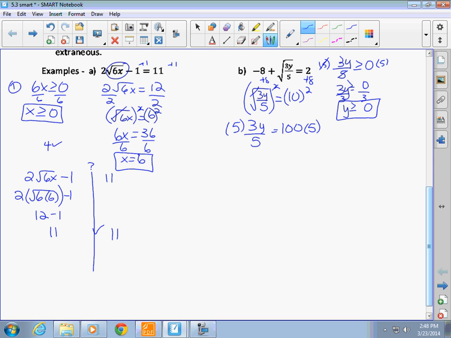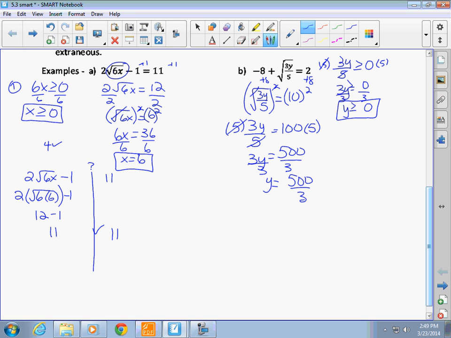Multiply each side by 5 to get rid of the divide by. So 3y is equal to 500. Divide by 3: 500 over 3. Unless the question says to solve to 2 decimal places or the nearest thousandth or whatever it is, leave your answers like that. Simplify as far as you can, but don't turn it into a decimal unless the question specifically tells you to find it to however many decimal places. So my solution is y is equal to 500 divided by 3.